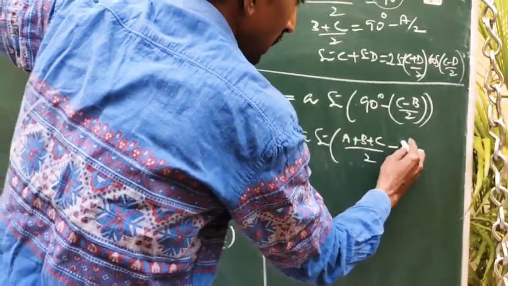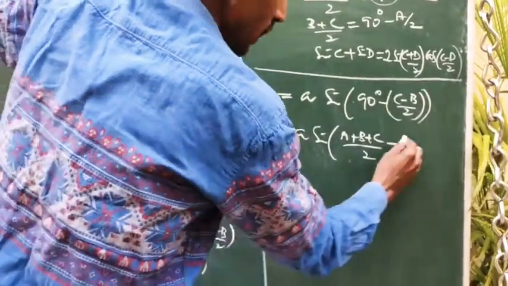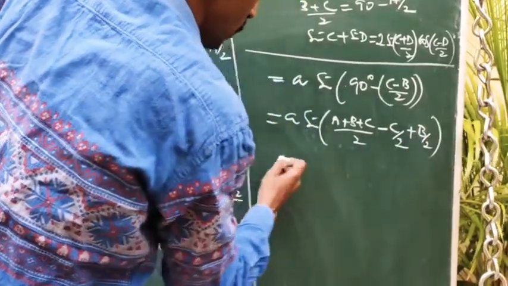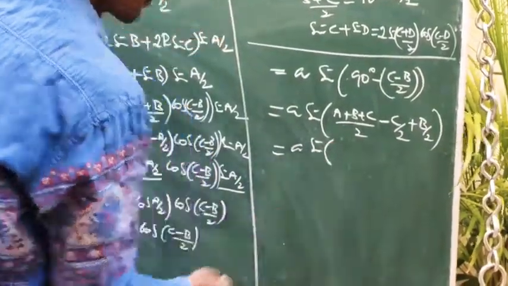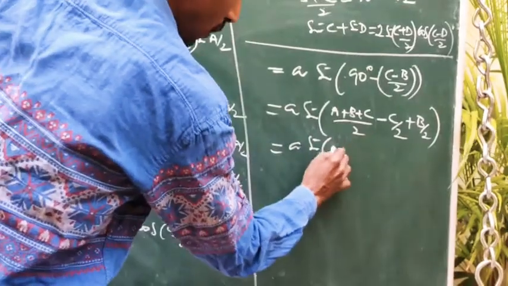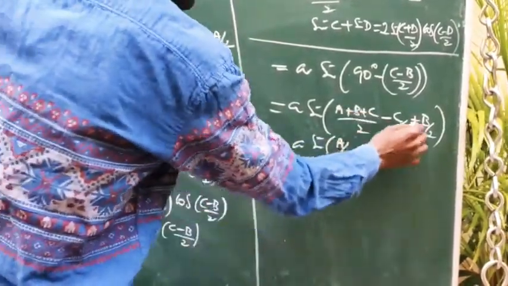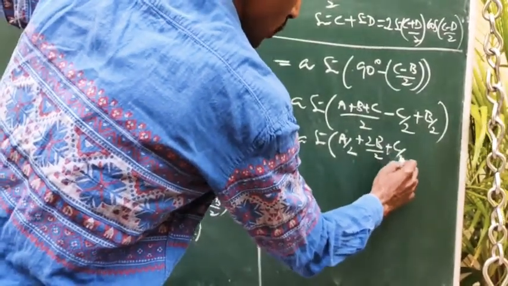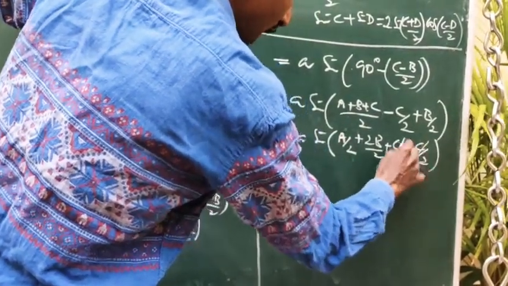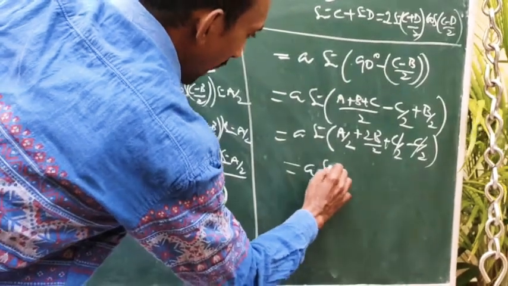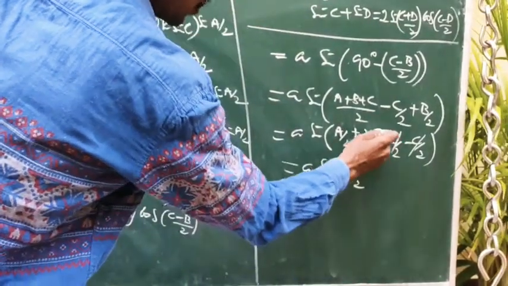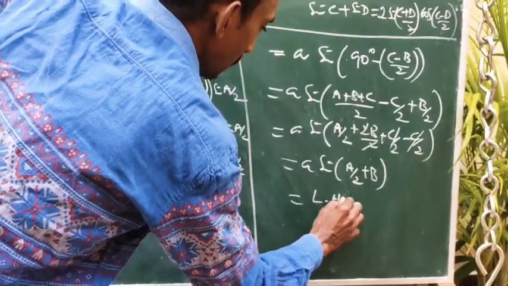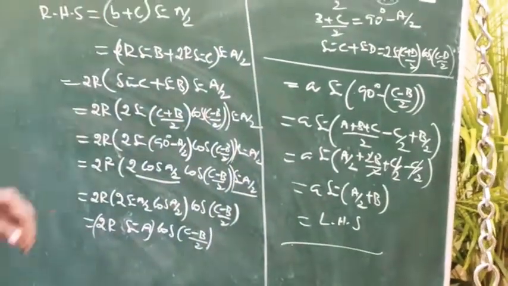Okay, minus, you can multiply inside, C by 2 minus into minus plus B by 2. So A sin, okay, look at here, A by 2, B by 2 plus B by 2, 2B by 2, C by 2 minus C by 2. So cancel. So A into sin of A by 2, 2B by 2 is B. So that is the LHS, required aim.